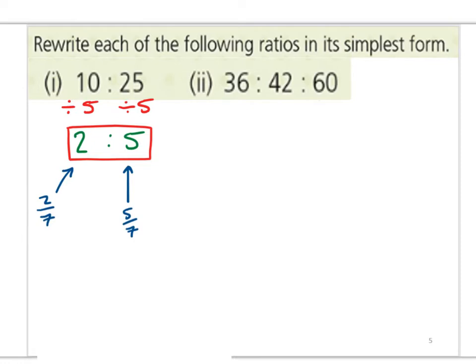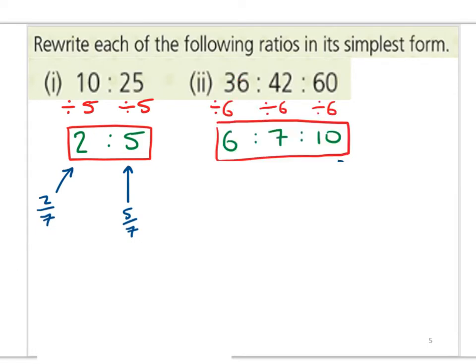We're going to do the same thing now with 36 to 42 to 60. So what's the highest common factor that will divide into all of those numbers? And the answer is 6. So 36 divided by 6 gives us 6. 42 divided by 6 gives us 7. And 60 divided by 6 gives us 10. So this ratio simplifies as 6 to 7 to 10. So this is our answer.